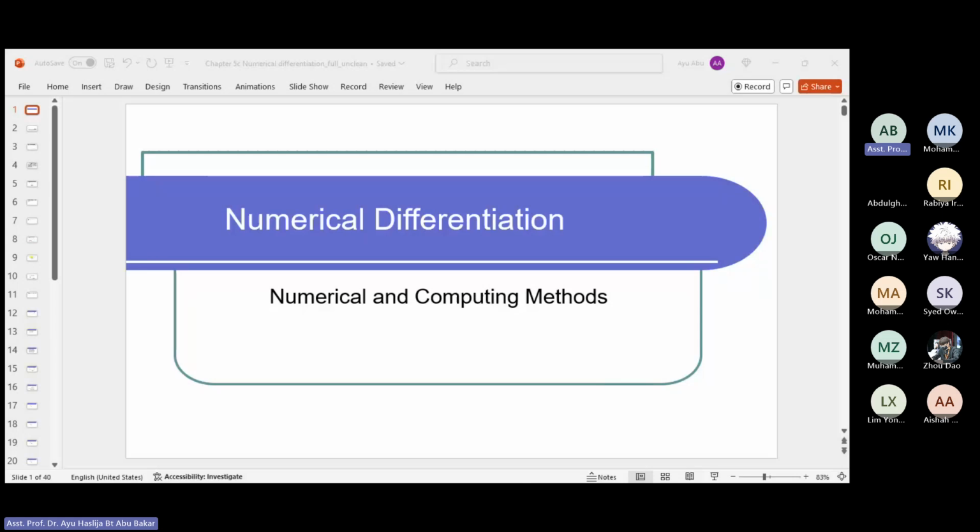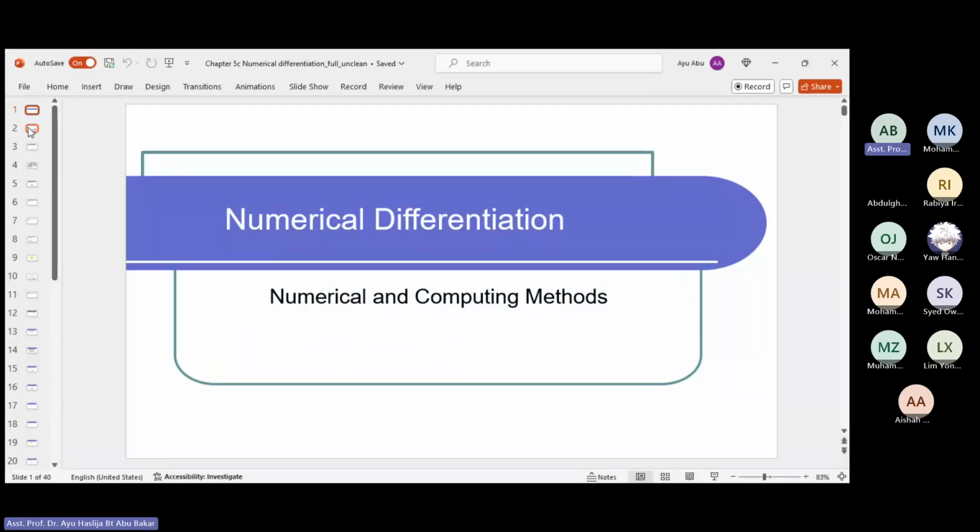Now we will proceed to our lecture on the chapter numerical differentiation. This one, if you still remember, in the earlier chapter I skipped this part because I want to combine this with this chapter 5C topic.